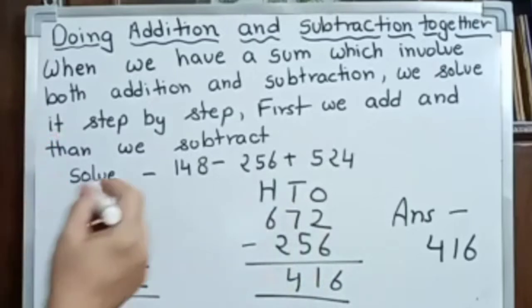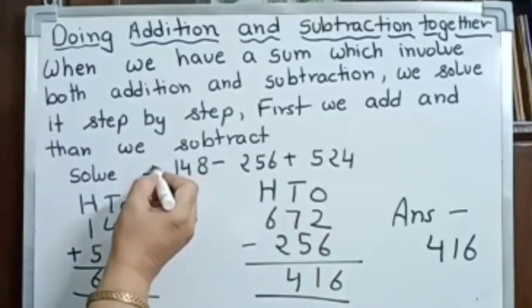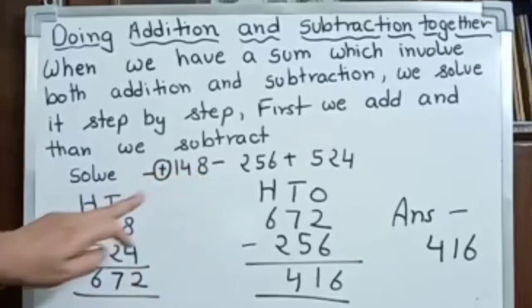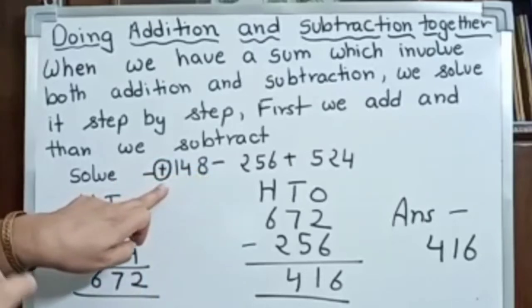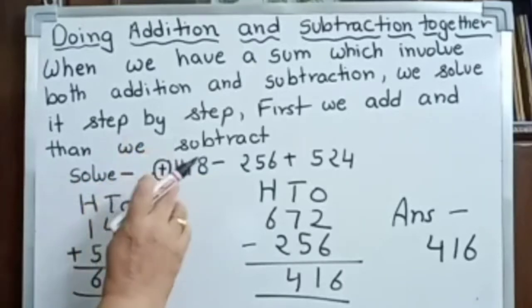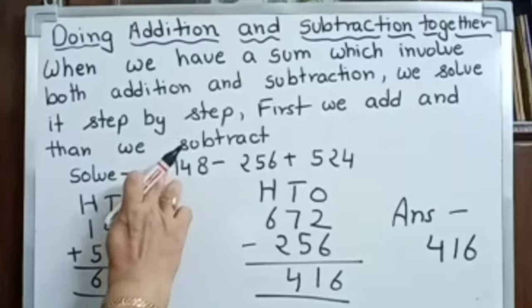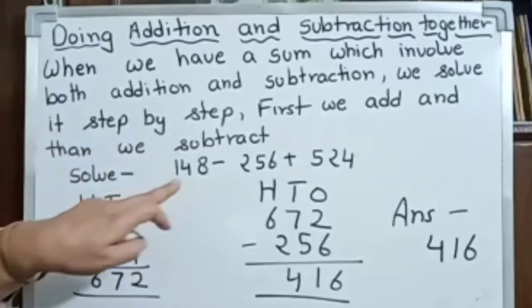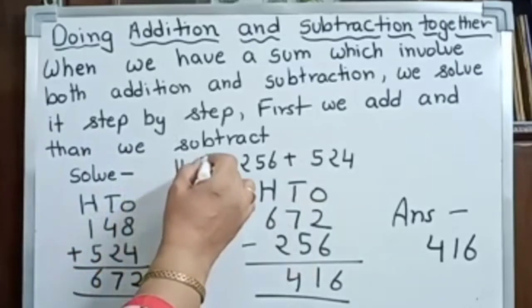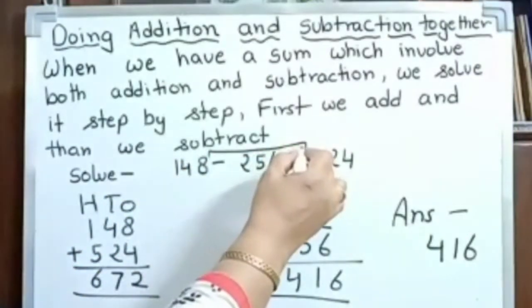Now what to do? Whenever we have no sign, it means we already have addition here. This is a very strict rule of maths. Whenever we have no sign in front of any number, you are supposed to treat it as addition. So 148 plus 524. First you have to add these two numbers.